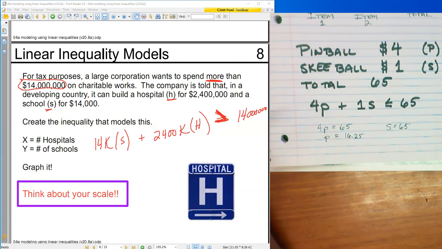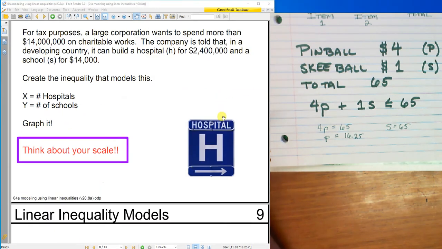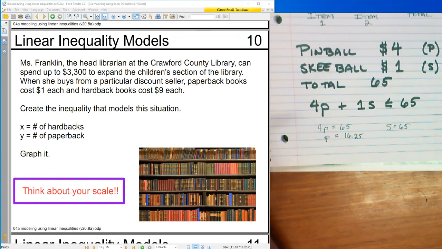Let's try another one. So she can spend up to $3,300. Paperback books cost $1. Hardbacks are 9. Okay, so 9x, 9 times the number of hardbacks, plus 1y, $1 times the number of paperbacks, has to be less than or equal to $3,300.